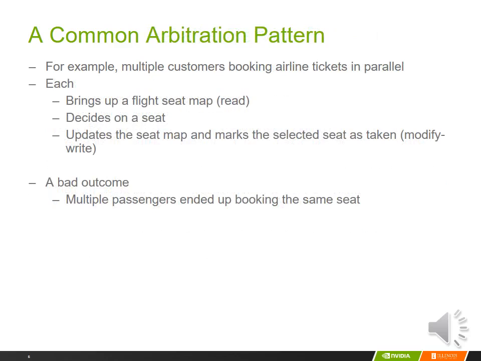Read, modify, write operations are also used in a common arbitration pattern. For example, we may have multiple customers booking airline tickets in parallel. Each customer will bring up a flight seat map, which is a read on the seat status, and he or she would decide on a seat and then update the seat map and mark the selected seat as taken. So this is a modify write to the seat status. A bad outcome of this example is if multiple passengers ended up booking the same seat. During boarding time, only one of them can get to sit in that seat.